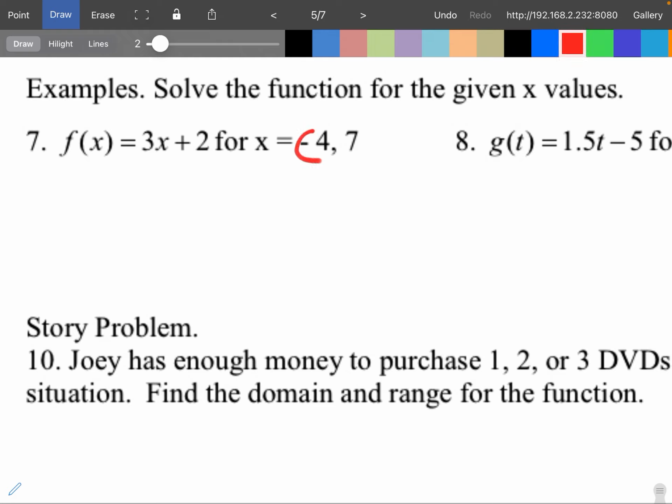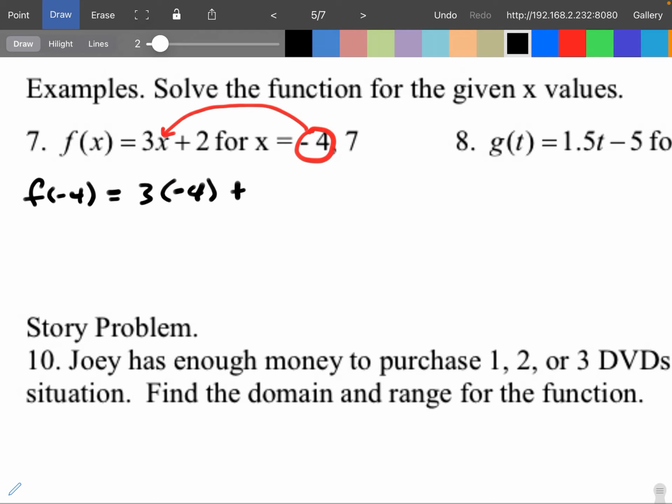Now these next couple, this is in function notation, and it wants you to plug in the x values and find the y values. So let me zoom in on 7. On 7, all they want you to do, guys, is take -4 and plug it in right there for x. So you're going to write f of -4 equals 3 times -4 plus 2.